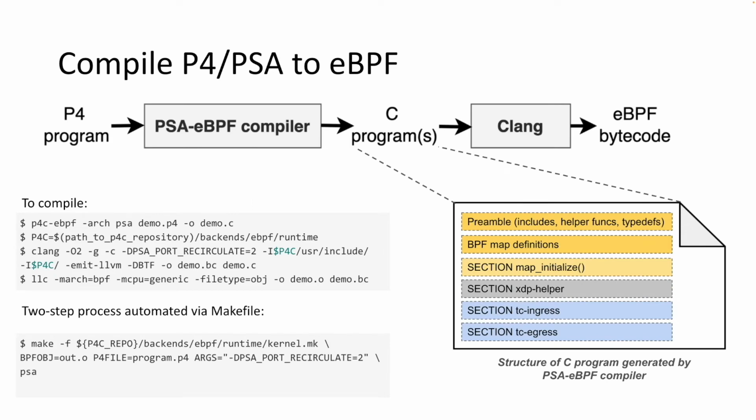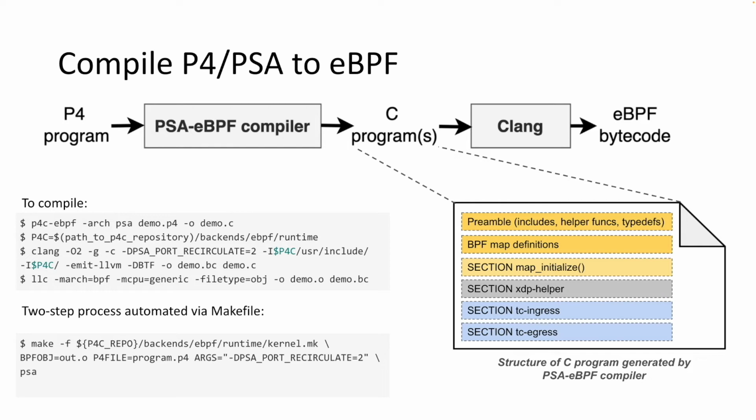Firstly, you need to know how to compile a P4 program written according to the PSA model to eBPF bytecode. For that, you need to follow the two-step approach. Firstly, the P4 program is translated by the PSA eBPF compiler to a set of C programs. The C programs have a clear predefined structure that we'll explain in more detail on the next slide.